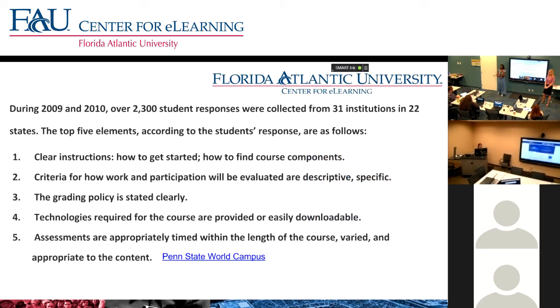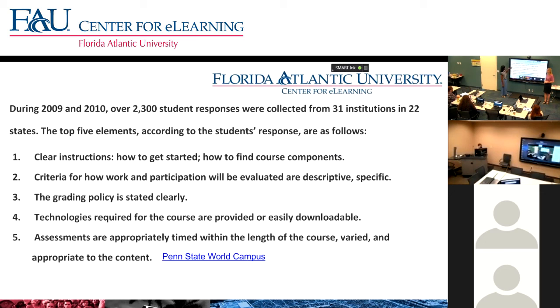Okay, so this is kind of loaded and I'm going to simplify it just a little bit. In 2009, over 2,300 students responded to a survey that was collected from 31 institutions in 22 states. According to the students' perspective, and these overlap with what we already have, their top 5 have to do with clarity and ease of navigation. So the top 5 pieces that make an easily navigable course or a good online course, and there were 30 things on the list.